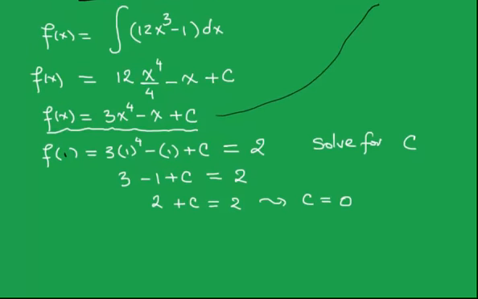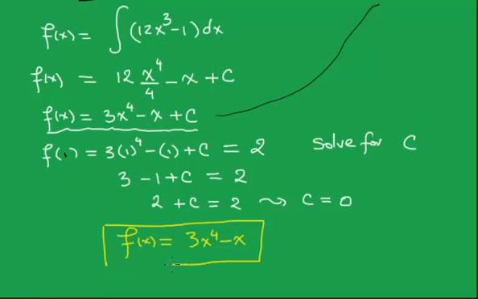Now c equals 0, so the function f of x that they're looking for is equal to 3x to the power of 4 minus x, because c here is 0. So that's what we have. Remember, c is not always going to be 0. It depends on the problem you're working on.